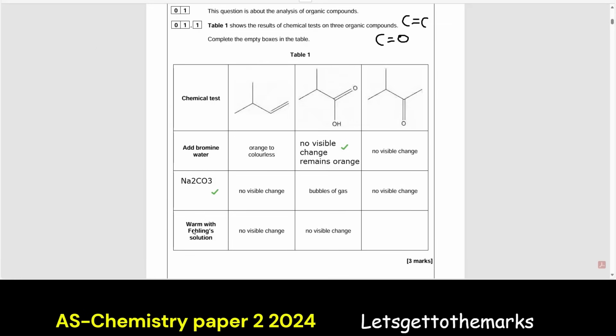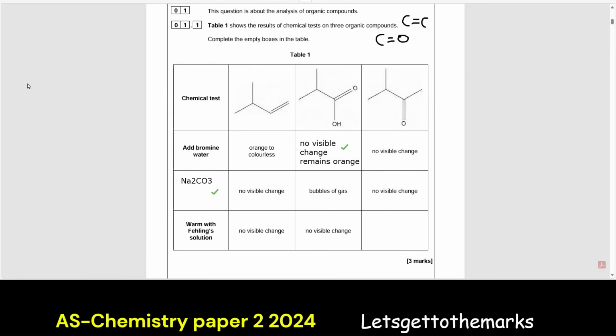Okay, let's look at the third row. So we're going to warm each one of these structures with Fehling's solution. So when warmed with the alkene, we get no visible change. When warmed with the carboxylic acid, we get no visible change. Now, do we get a visible change with this? Well, this is a ketone. With an aldehyde, we would get a red precipitate, but with a ketone, it cannot be oxidized further. It can't be oxidized to a carboxylic acid. Only aldehydes can, and aldehydes are at the end of the chain, just like carboxylic acid. So this ketone can't be oxidized further.